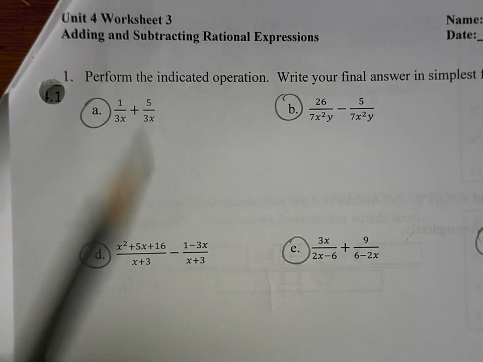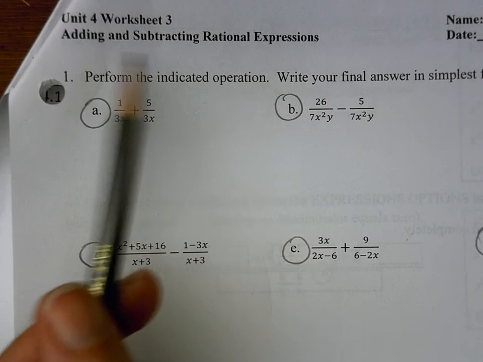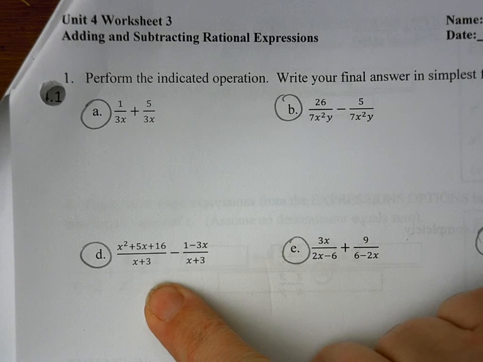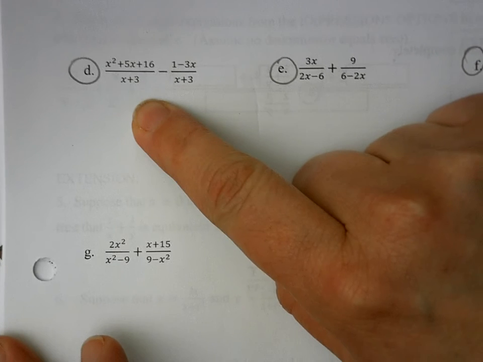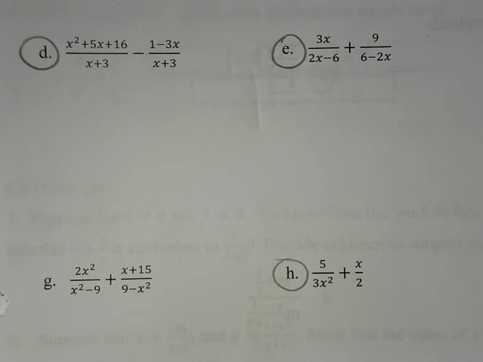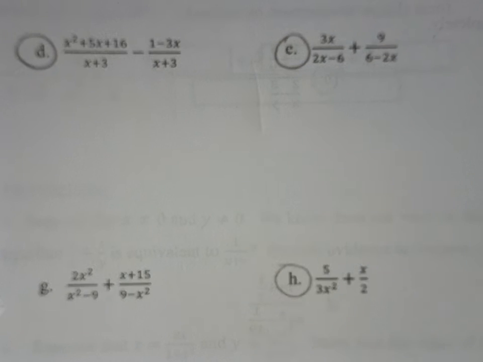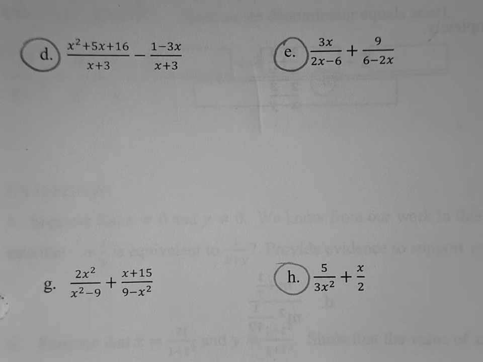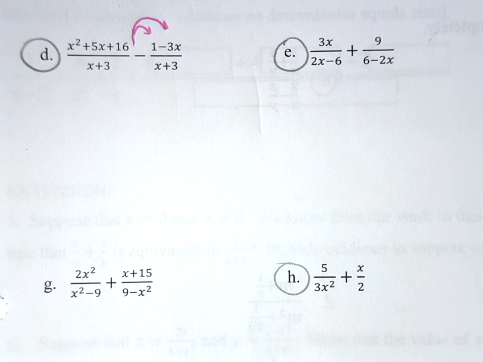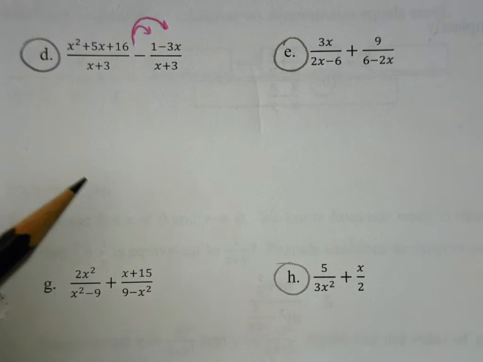Okay, this is homework help for Unit 4, Worksheet 3, adding and subtracting rational expressions. So we're going to start with number 1D. So the first thing I want to do whenever I have a subtraction is make sure I distribute that in so I don't forget that it applies to the entire numerator. So I'm going to go ahead and distribute the negative into the 1 and the 3x.